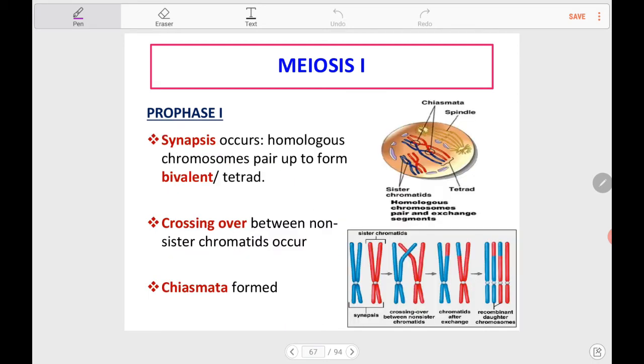So what happened during prophase 1? The most important process that happens during prophase 1 is synapsis.